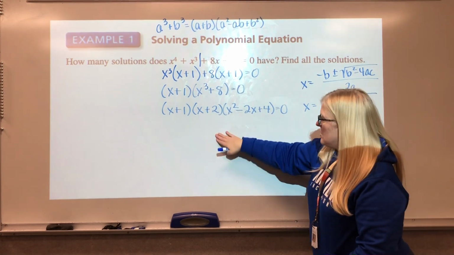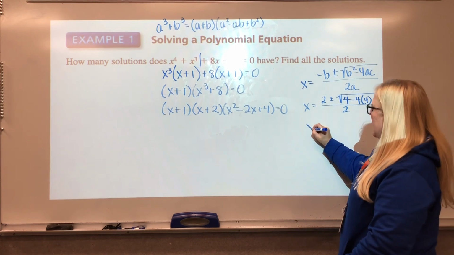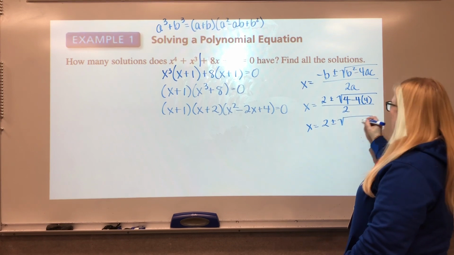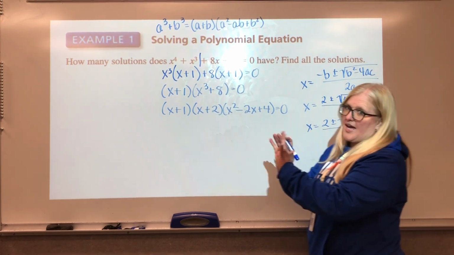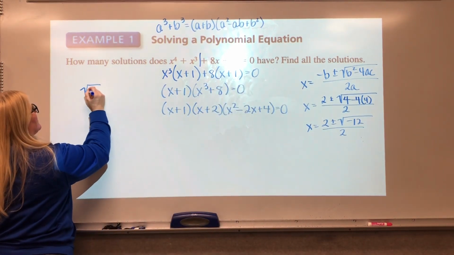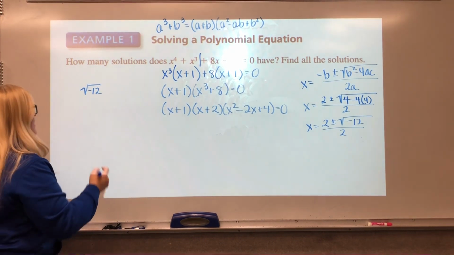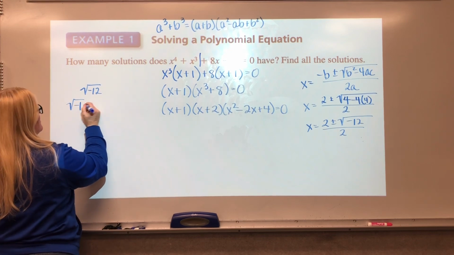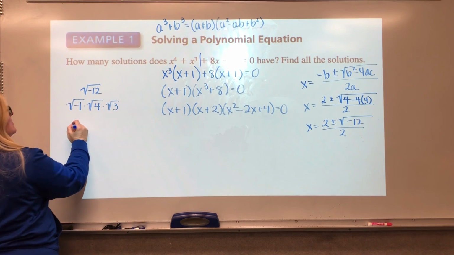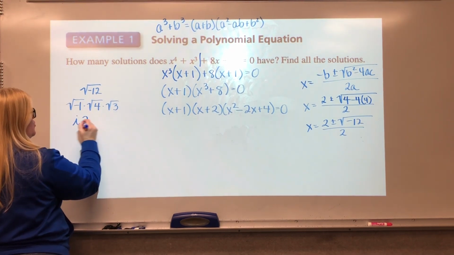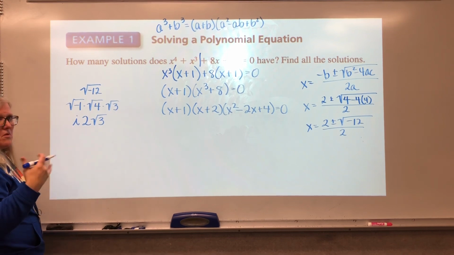So that's 4 minus 4 times a, which is 1, times c, which is 4, over 2 times 1. So we've got 2 plus or minus the square root of 4 minus 16, that's -12, over 2. A little side, we're going to simplify the square root of -12. Because I have a negative under here, it's going to be an imaginary number. So I'm going to break this down into the square root of -1 times the square root of 4 times the square root of 3. The square root of -1 is i, the square root of 4 is 2, and the square root of 3 is the square root of 3. That's all it can be. Well, we could do a decimal, but we're not going to do that.